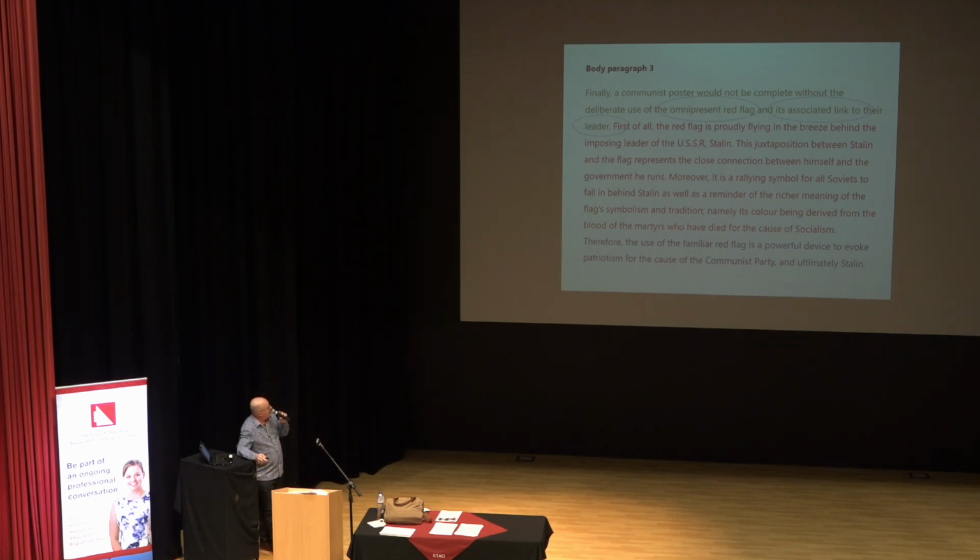First of all, the red flag is proudly flying in the breeze behind the opposing leader of the USSR, Stalin. This juxtaposition between Stalin and the red flag represents the close connection between himself and the government he runs. Moreover, it is a rallying symbol for all Soviets to fall behind Stalin, as well as a reminder of the richer meaning of the flag's symbolism and tradition, namely its colour being derived from the blood of the martyrs who have died in the cause of socialism.